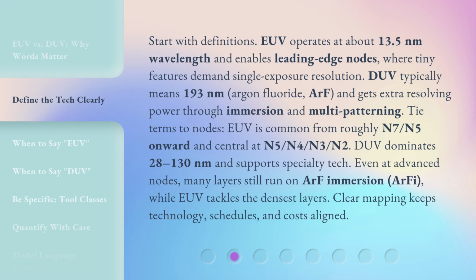Tie terms to nodes. EUV is common from roughly N7, N5 onward and central at N5, N4, N3, N2. DUV dominates 28 to 130 nanometers and supports specialty tech. Even at advanced nodes, many layers still run on ArF immersion, ArFi, while EUV tackles the densest layers. Clear mapping keeps technology, schedules, and costs aligned.